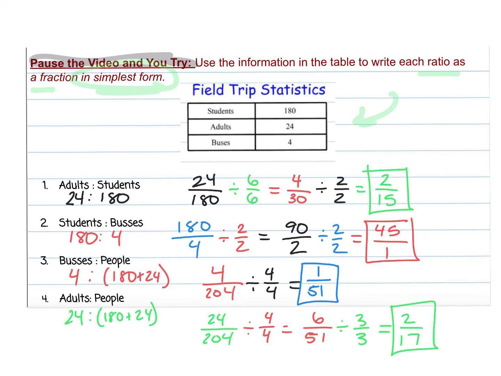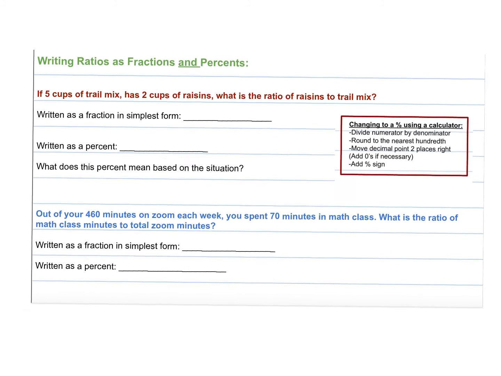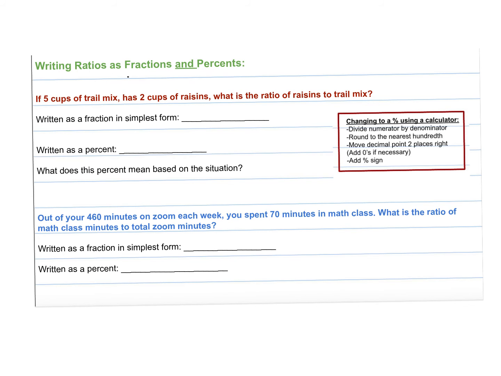Remembering that trick, I knew these were both divisible by 3 because their digits added to something that was divisible by 3. So now we are going to work on writing ratios as fractions and as percents. Using that prior knowledge, we know percents are per 100. Change a percent using a calculator.